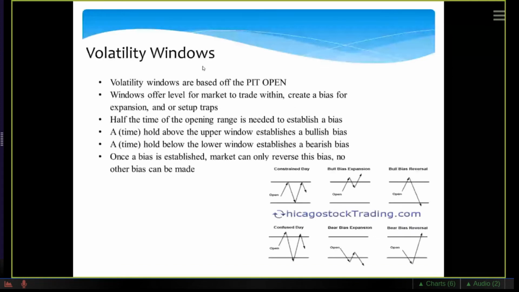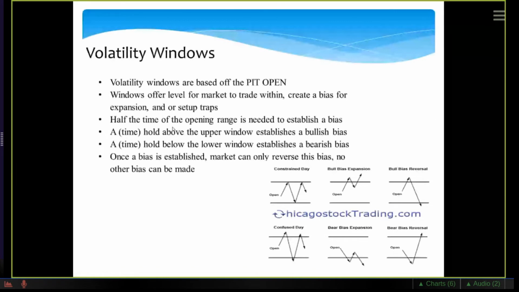Volatility windows are based off of the pit open. So we use the first 10 minutes. Every market has a different opening range. On the S&P, we use the first 10 minutes. On gold and silver, we use the first 20 minutes. But the first 10 minutes is considered the opening range. And volatility windows offer a level for the market to trade within, create a bias for expansion, and or set up traps. Half the time of the opening range is needed to establish a bias.